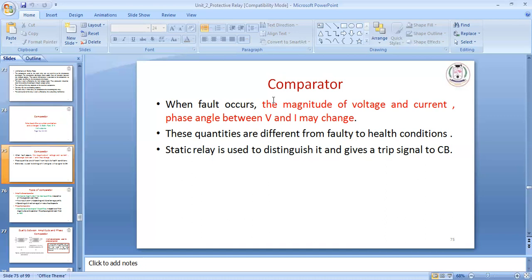In order to compare whether we are getting the same magnitude of voltage, the same magnitude of current, or the same phase angle as the normal and actual phase angle of voltage and current, these need to be compared. Accordingly, the static relay will be given a signal. Only the comparator will compare. If any error is identified, that error will be given as a signal for the static relay to operate, so that it will protect the circuit.